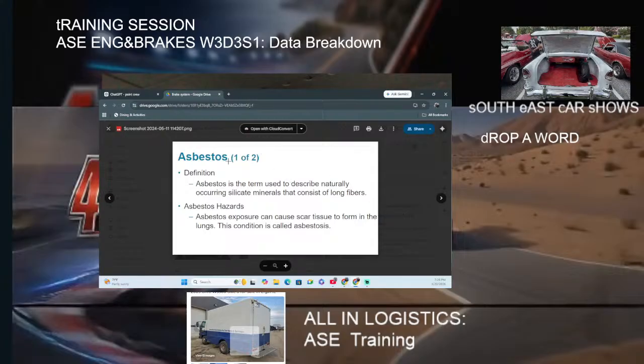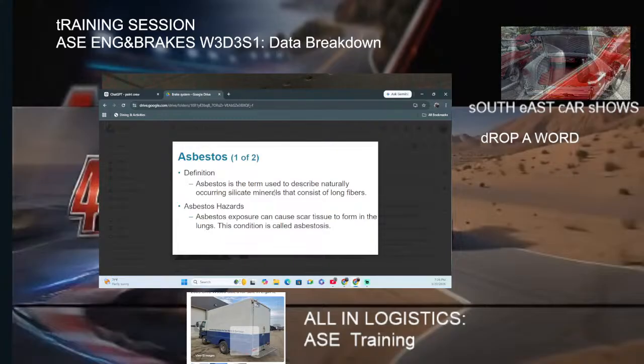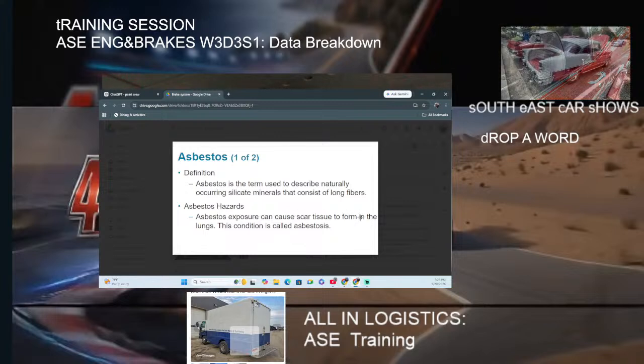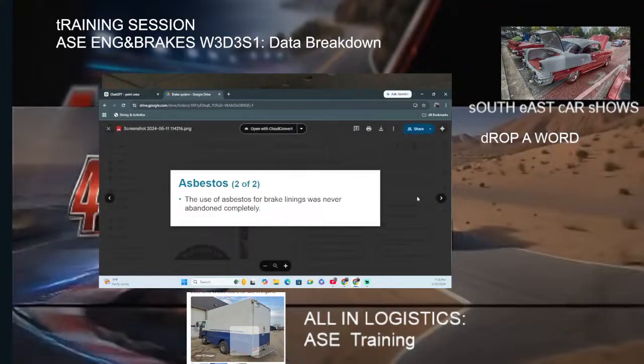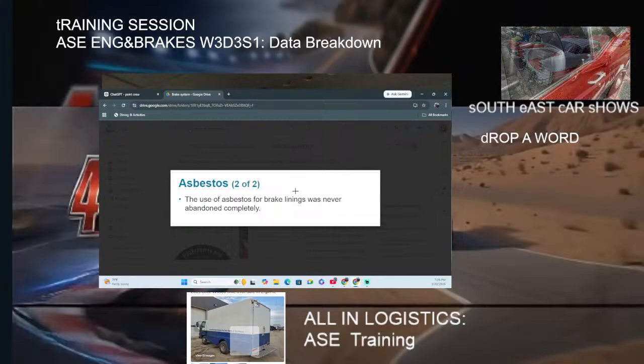Asbestos, one of two. Definition: asbestos is the term used to describe naturally occurring silicate minerals that consist of long fibers. Asbestos hazards: asbestos exposure can cause scar tissue to form in the lungs. This condition is called asbestosis. The use of asbestos for brake lining was never abandoned completely.